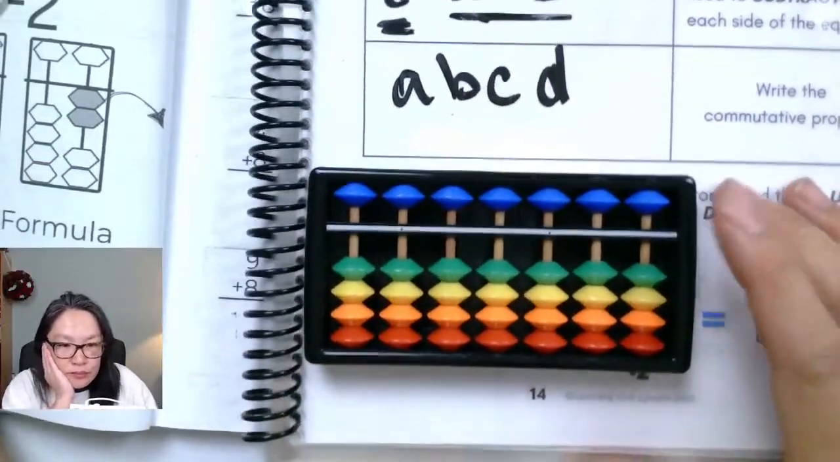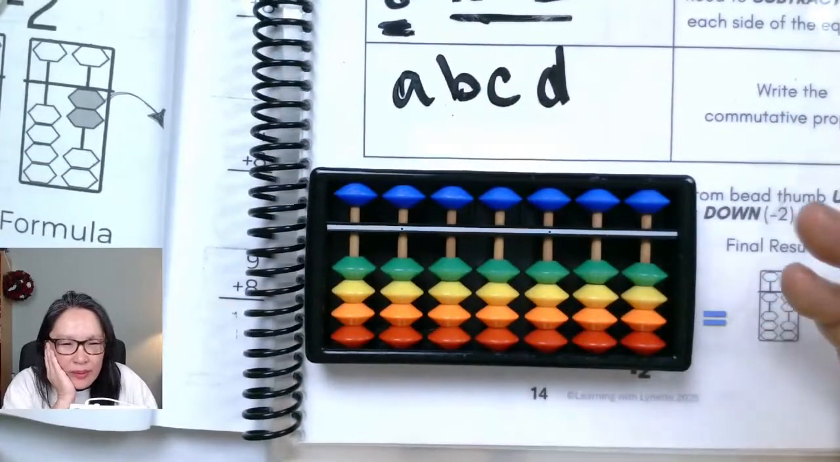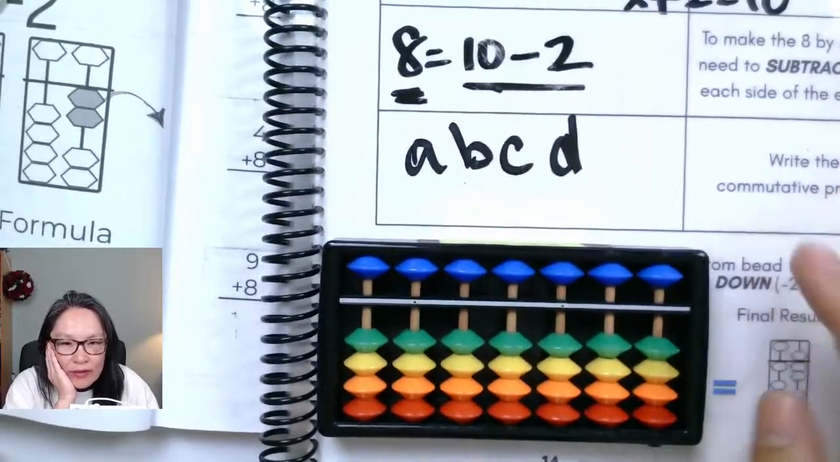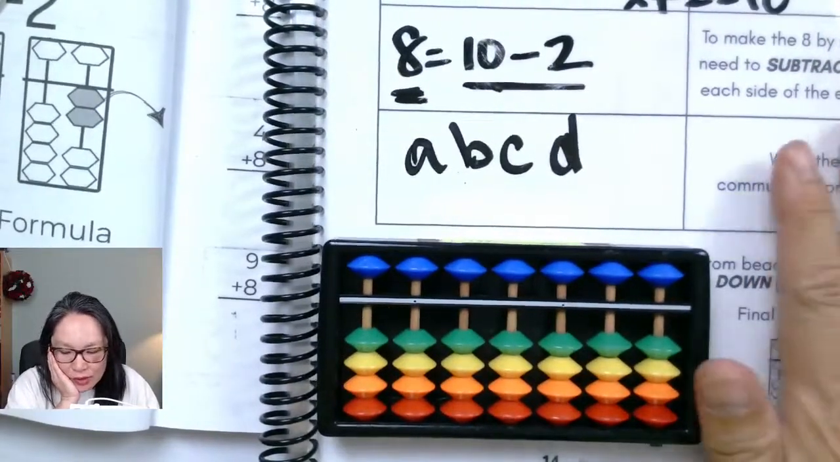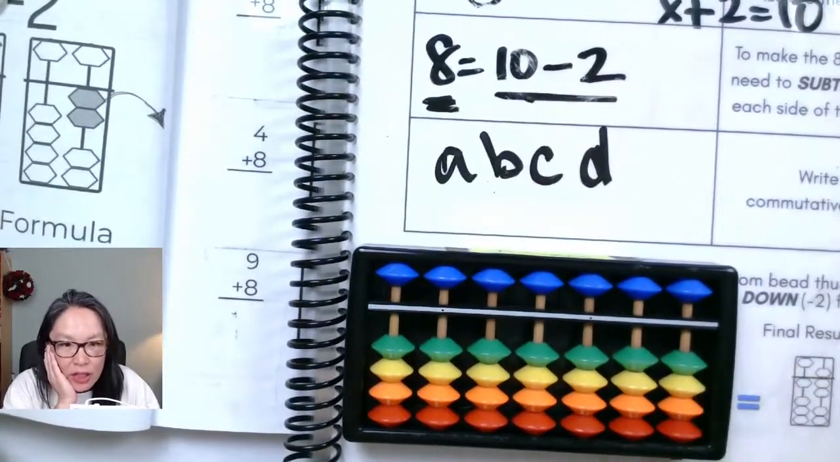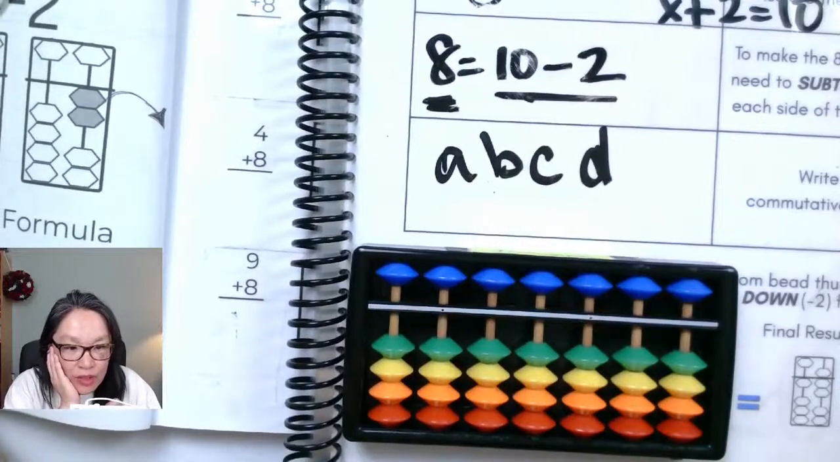So, you know what I mean? Like, it's a little bit of a loaded question. But what I'm trying to say is we don't need to memorize their doubles, because that doesn't make sense. We need to be more specific.